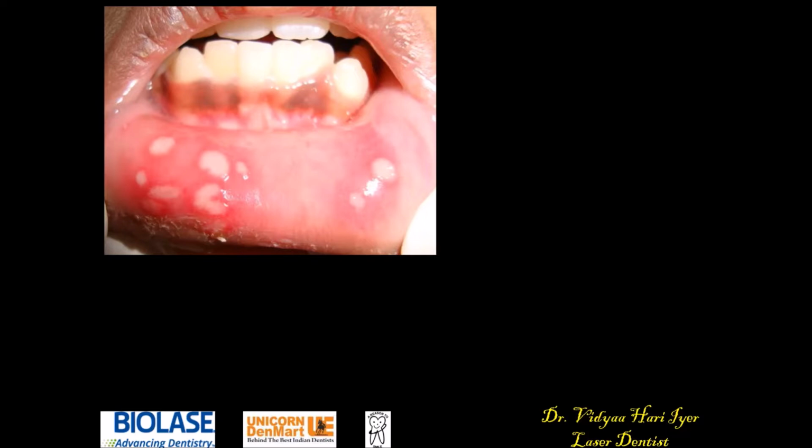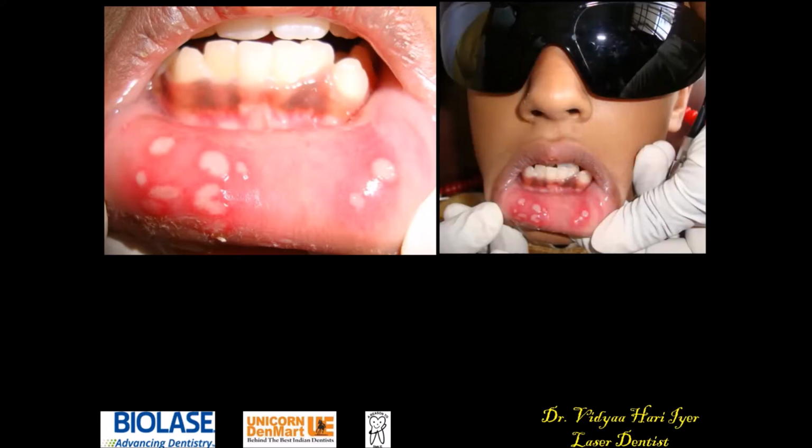So it is very important for us to understand that we need to give them an immediate remedy. So what we generally do in our practice is we follow the laser safety protocol.